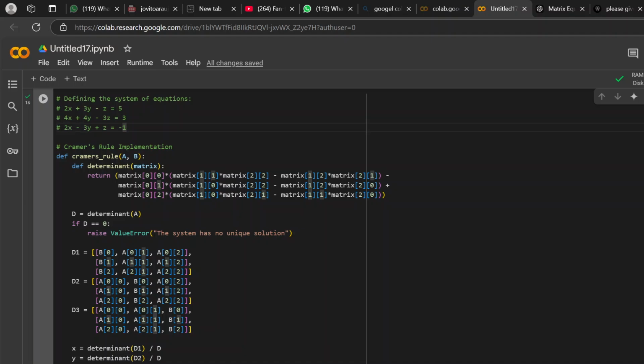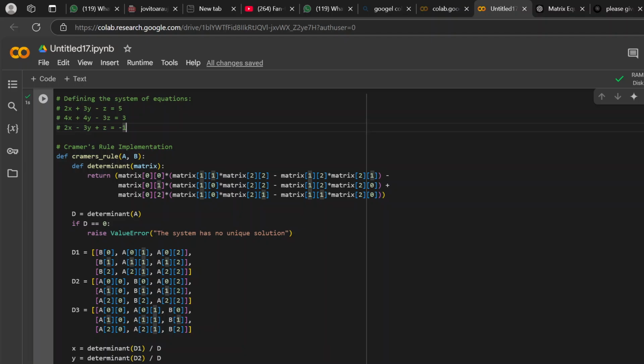So Cramer's rule provides a straightforward way to find the solution using determinants, and it's particularly useful when dealing with small systems of equations. And then the inverse matrix method involves calculating the inverse of a matrix to solve for the variables directly. This method highlights the relationship between matrices and their corresponding linear equations.